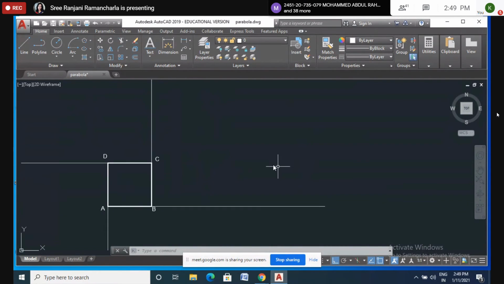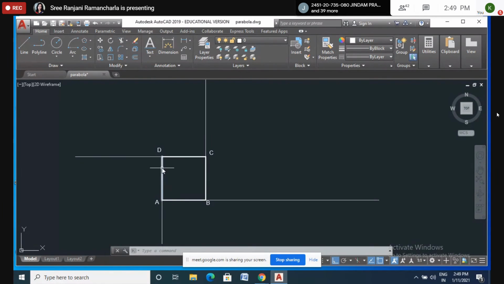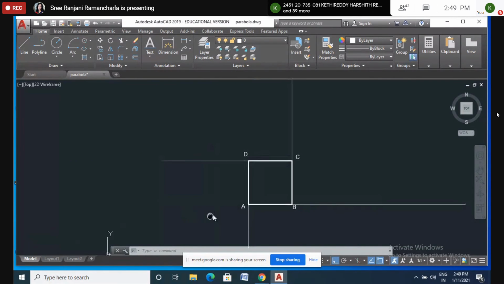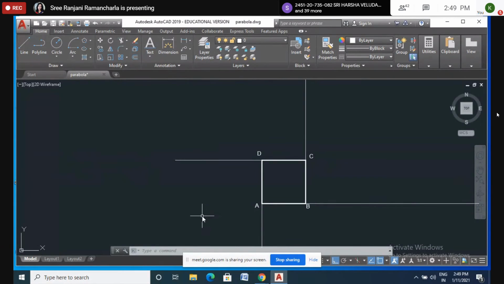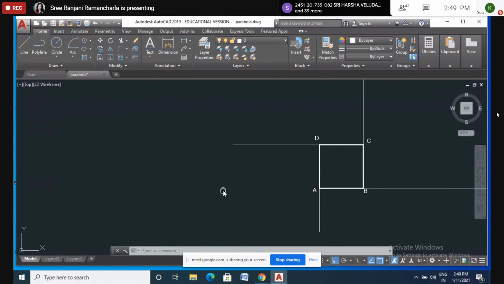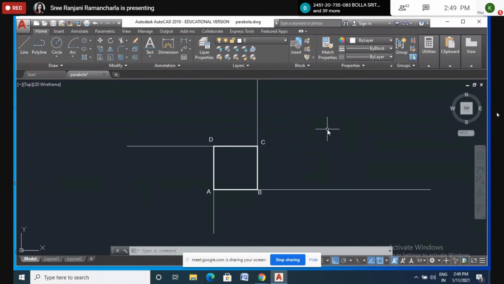Now please try to draw the normal and tangent. For this curve, this is the center. Take any point on this curve and join it to the center, just as we did for the triangle. Similarly here also. No change. Anywhere you want, you can draw the normal and tangent.